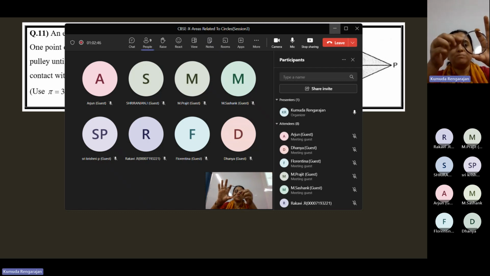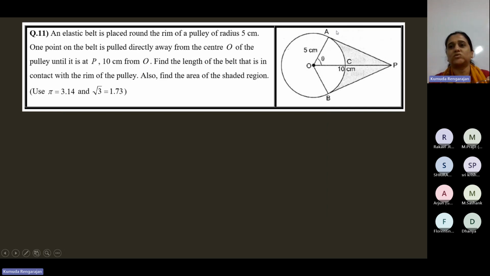Now what you do, you pinch the elastic belt and you stretch it. You take it a little away from the center. You pinch it and pull it away from the center. When you try to represent that diagrammatically, it looks like this. So you're pulling it to this point P.